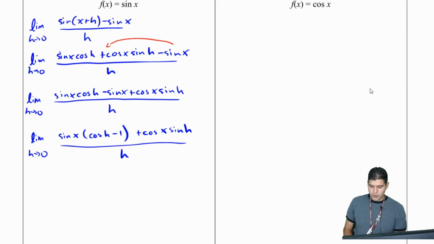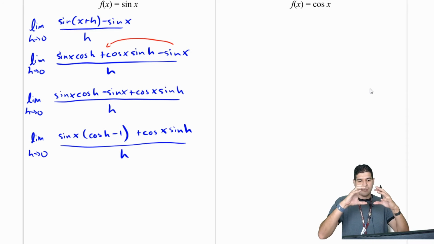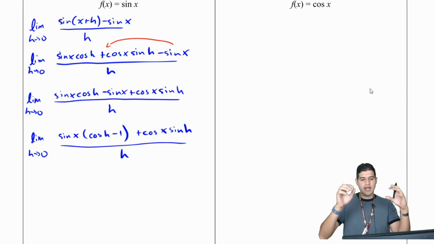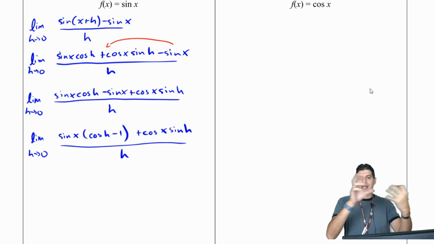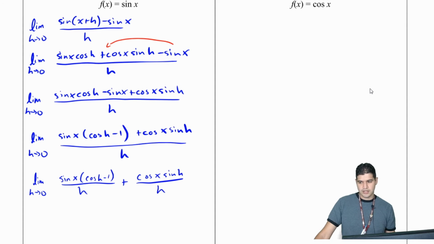Okay, so what's going to happen here? I'm going to split this up. I have two terms now in my numerator, and they're separated by addition, so I'm going to make this two different fractions. So let's write out the limit as h approaches 0 of sine of x times cosine h minus 1 all over h plus cosine x sine of h over h.